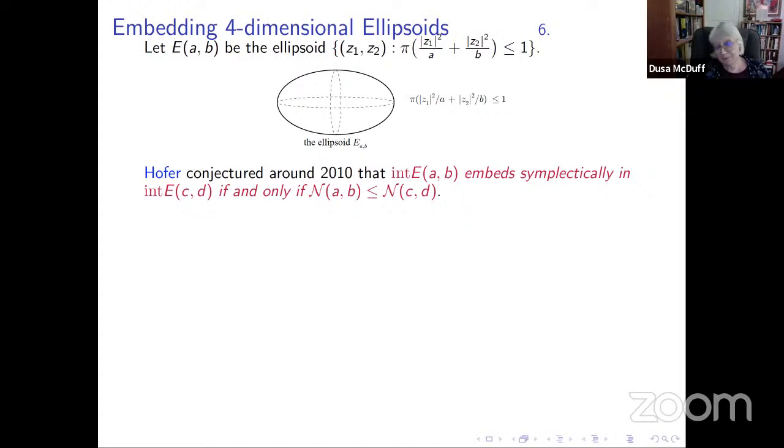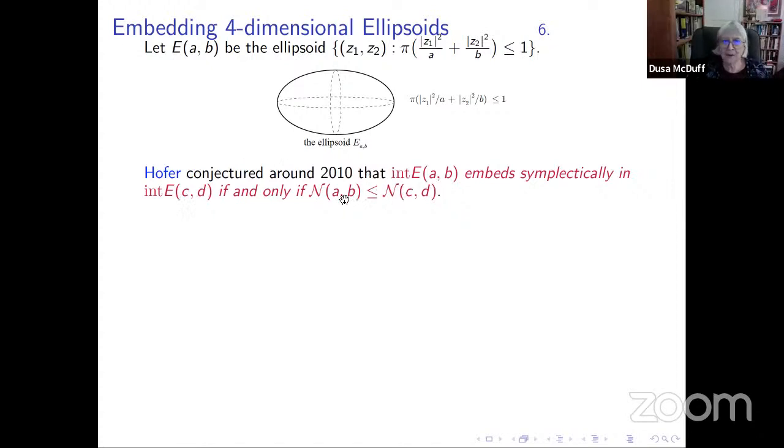And Gromov actually constructed an embedding of one 6-dimensional ellipsoid into another in higher dimensions. So he was actually working with ellipsoids. But ellipsoids are a very nice shape. They have a beautiful Hamiltonian flow on their boundary, and they're the most elementary, interesting thing you could look at. So Hofer was wondering, when does one ellipsoid embed in another?